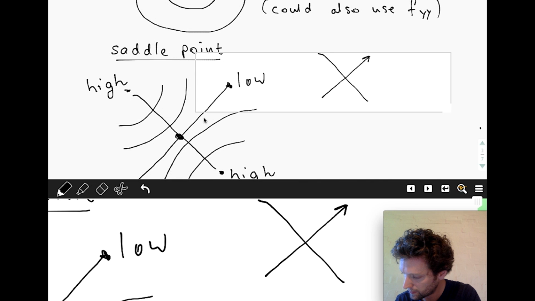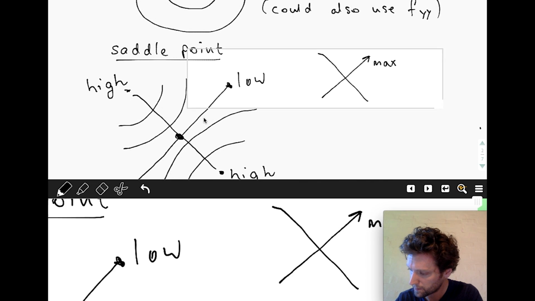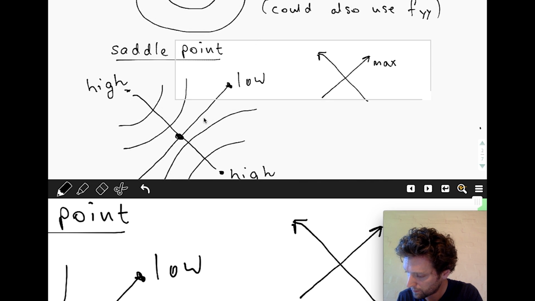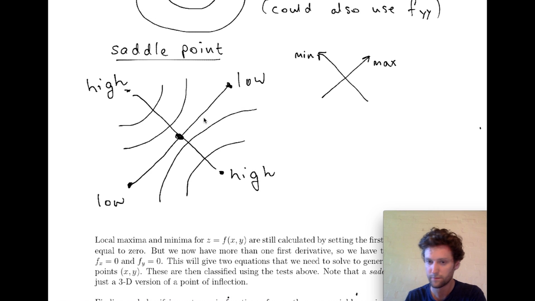So maximum walking in that direction, or a minimum walking in that direction. You might like to think about this as almost like you're walking along a ridge between two mountains. I'm starting at the bottom of the ridge, or the bottom of the pass. I'm climbing up towards this low point between two high mountains, and then I'm crossing over and going downhill again. It's a pass between two mountains, or a ridge between two mountains.